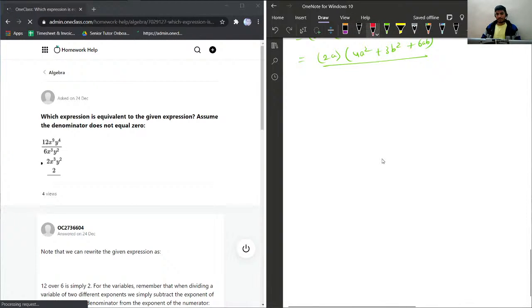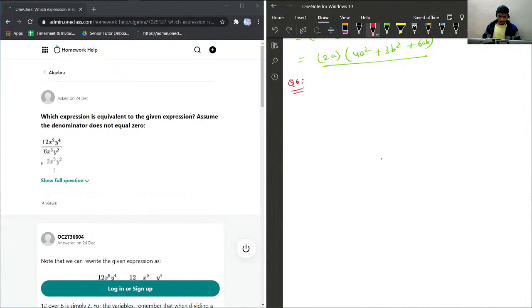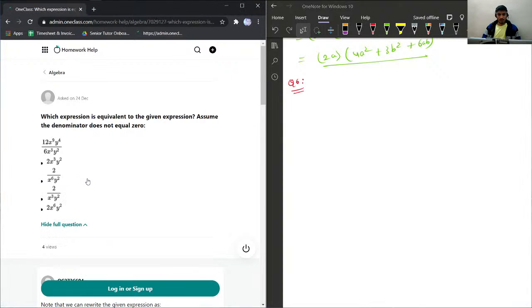I'll use red pen now. So which expression is equivalent to the given expression? Assume the denominator does not equal 0. So the expression given here is 12 x power 9 y power 4 over 6x cube y square. Okay, so we need to simplify this.